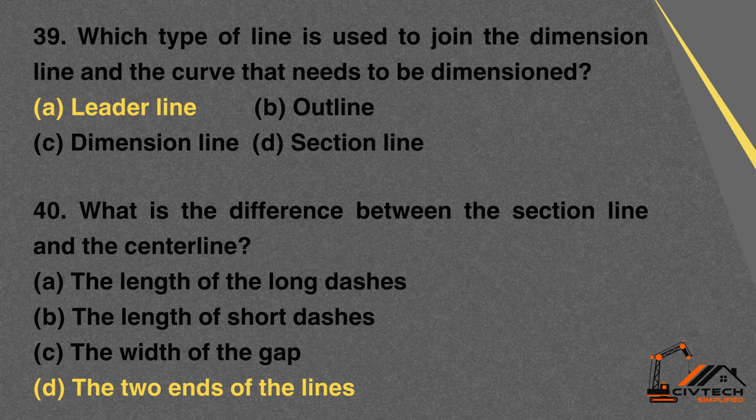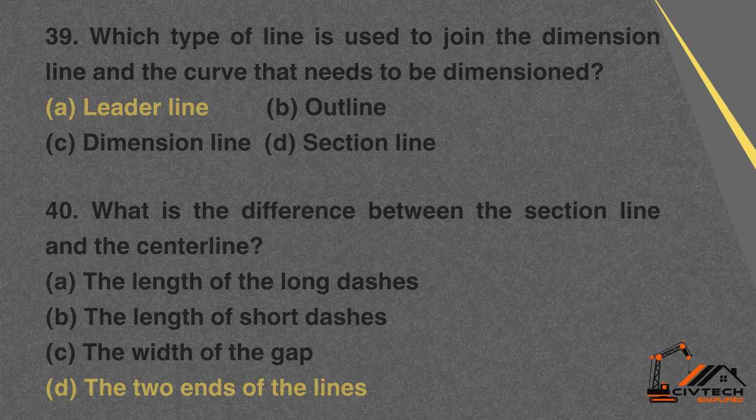40. What is the difference between the section line and the center line? A. The length of the long dashes. B. The length of short dashes. C. The width of the gap. D. The two ends of the lines. Correct option, D. The two ends of the lines.